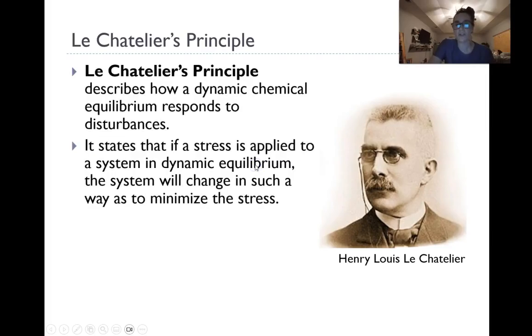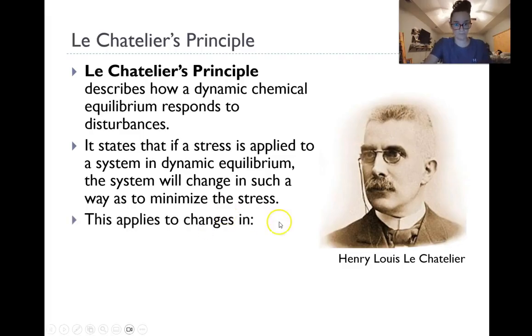This brings us into Le Chatelier's principle. This describes how a dynamic chemical equilibrium responds to disturbances, or if a system is changed in any way, the way a system reacts can be predictable, okay? So it states if a stress is applied to a system that's already in equilibrium, the system will change in a way to minimize the stress. It wants to go back to equilibrium no matter what. So it's going to do whatever it can to get back to equilibrium. This applies to changes in concentration, pressure, and temperature.